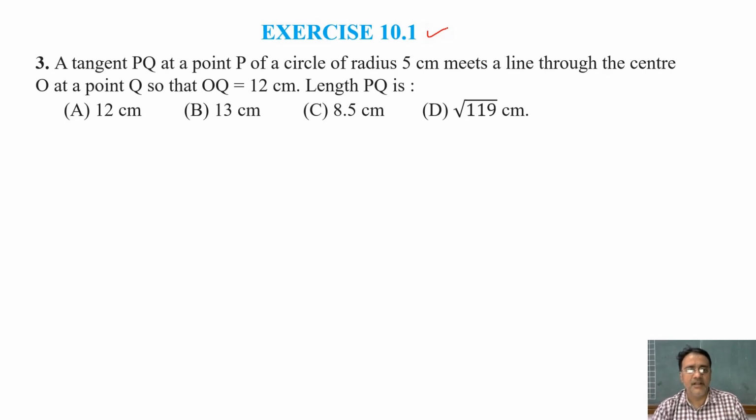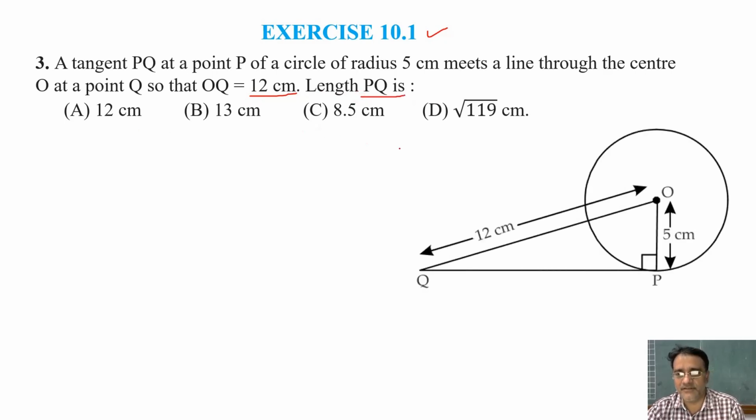Based on that theorem: a tangent PQ at a point P of a circle of radius 5 cm meets a line through the center O at a point Q, so that OQ is equal to 12 cm and length PQ is dash. So we'll draw a rough figure. Q is outside the circle, and the distance of this point Q from the center is given as 12 cm and the radius is given. We need to find the length of the tangent PQ. So first of all we have to show that this is 90 degrees. How will you show that this is 90 degrees?